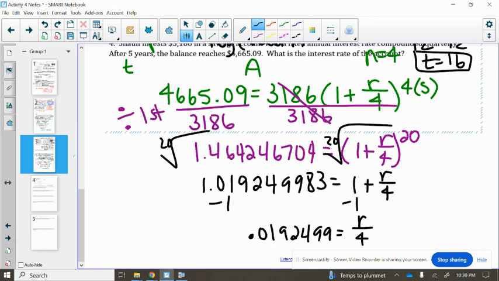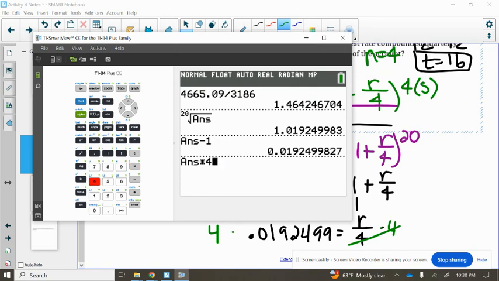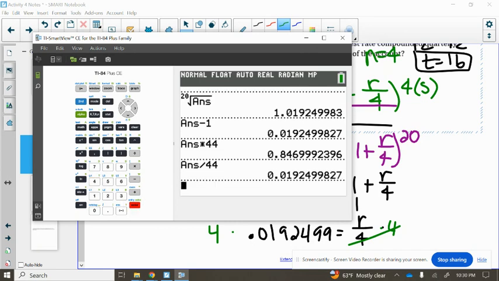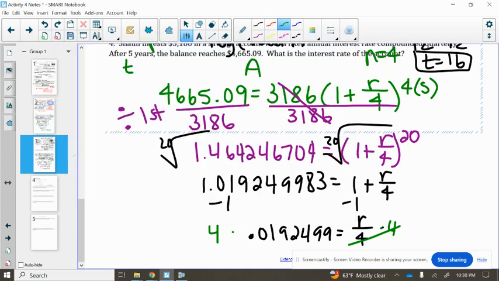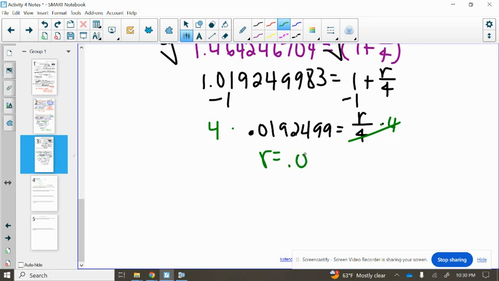And then last but not least, if we multiply both sides by 4, we'll get that r value by itself, or a final answer of, not times 44. Oops. We want times just 4. So let's redo that. Times 4 to get a final answer of r equaling 0.07699, aka if we made that into a percentage, about 7.7%.